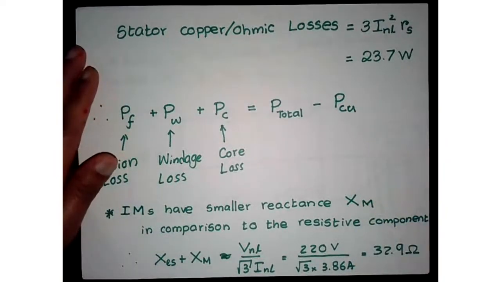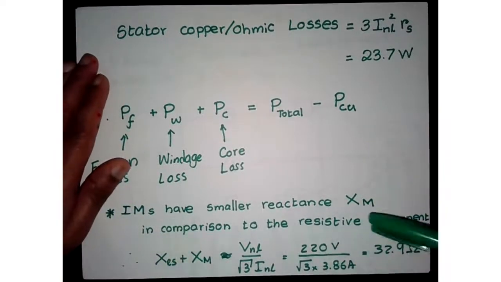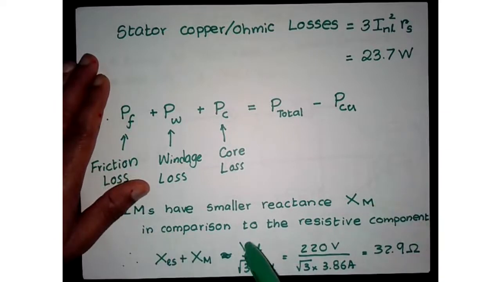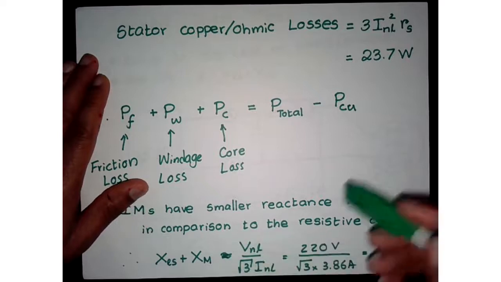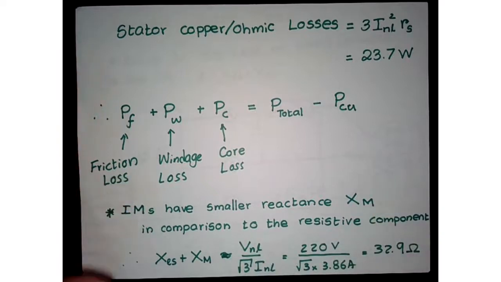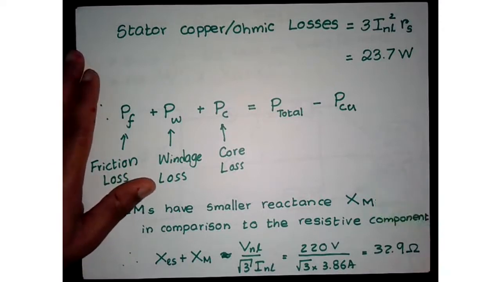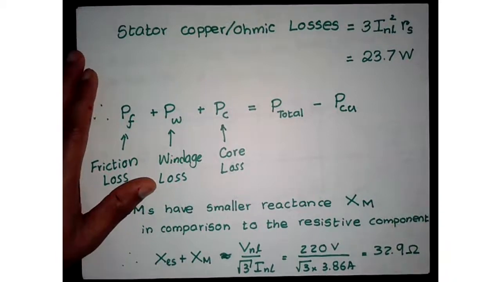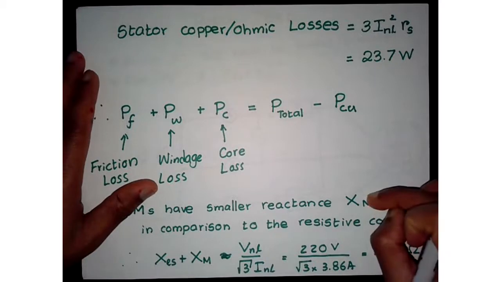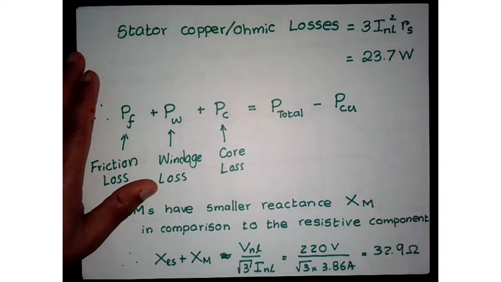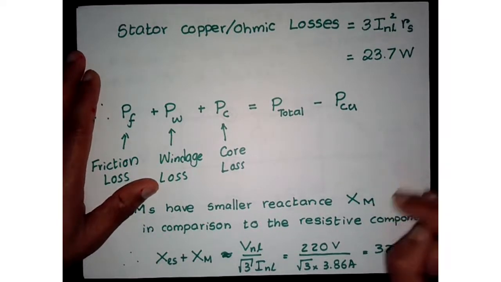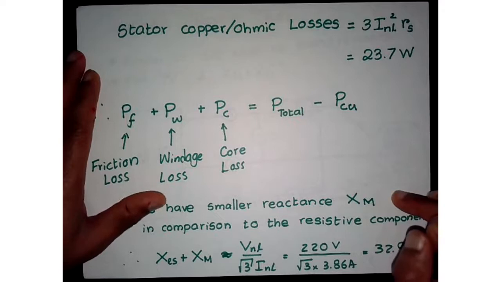Okay. Now in induction machines, since they have smaller reactance XM in comparison to the resistive component, we can apply this rule because the smaller impedance in a parallel circuit dominates, right? Since XM is smaller, why is XM smaller? Because when we need to generate large torque, we need to have a smaller magnetizing inductance. Okay, we need to pass a lot of current to generate flux, right? Therefore, the XM is going to be smaller.